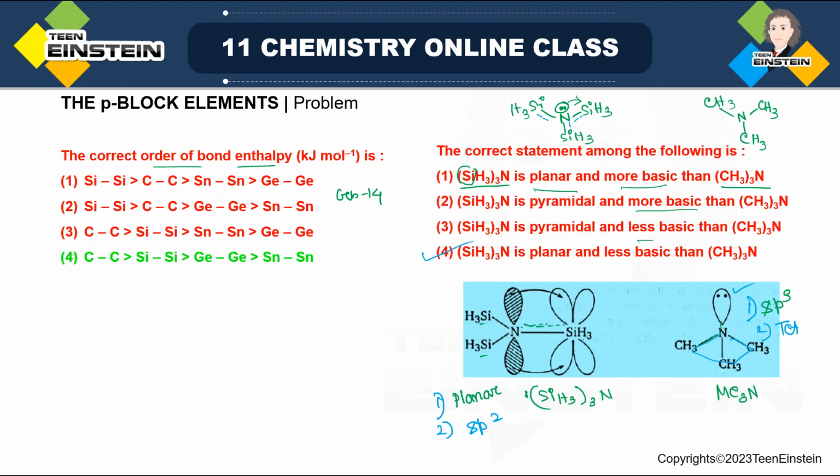But how it will react with some acid? So if you consider Me3N and take HCl acid, this lone pair will be capturing this hydrogen, and after all the structure will be like this, Me3NH+ Cl-. But if the same reaction we are doing with N(SiH3)3, then what happens?